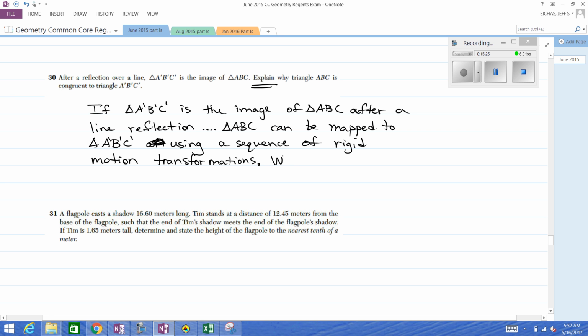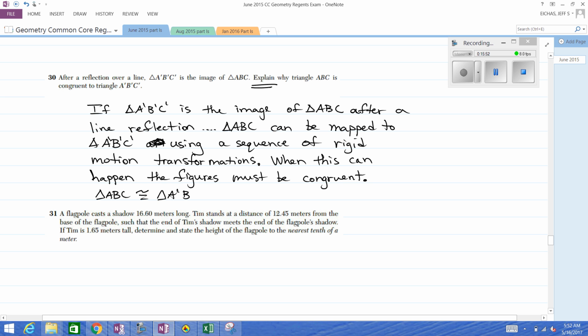Okay, when this happens, the figures must be congruent. So triangle ABC is congruent to triangle A prime, B prime, C prime. So say something like that. They just want to know that you know the terminology, rigid motion transformations.